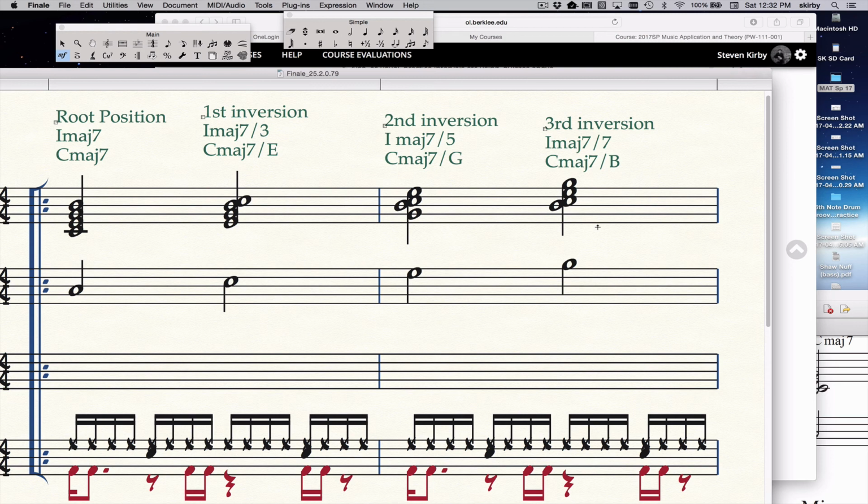Now, there's a couple of generalities we can learn about chords from this examination. First is that root position will always have the root in the bass, and it will always look very symmetrical. A first inversion will always have the third in the bass, and it will not be symmetrical. None of the rest of them will be symmetrical. And the second inversion will have the fifth in the bass, and the third inversion will have the seventh in the bass.